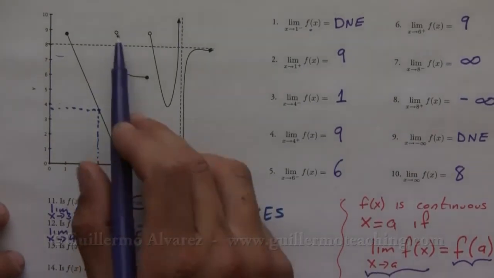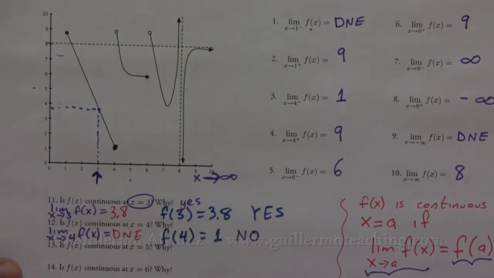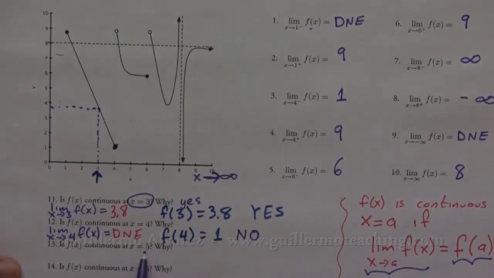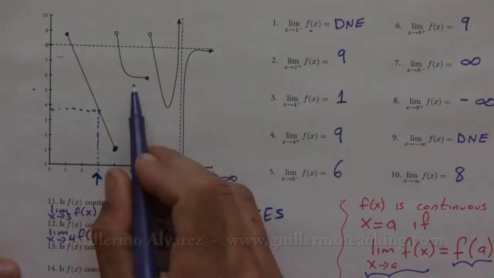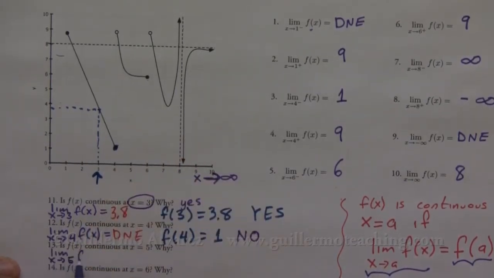And this type of a discontinuity is called a jump discontinuity. Okay, now what about at 5? Well, similarly, we do the same thing. The limit as x approaches 5 of the function.